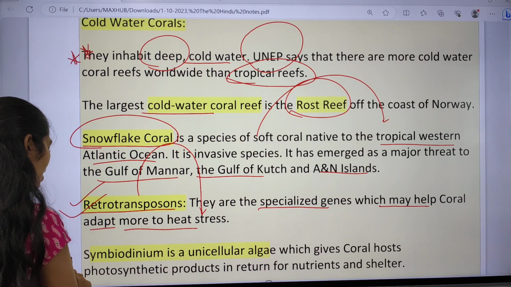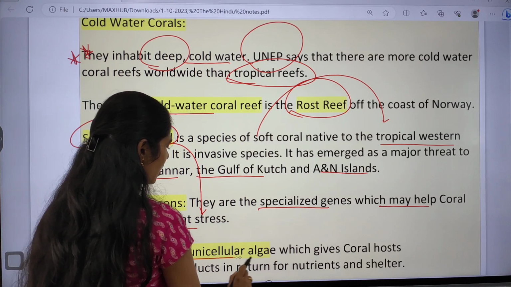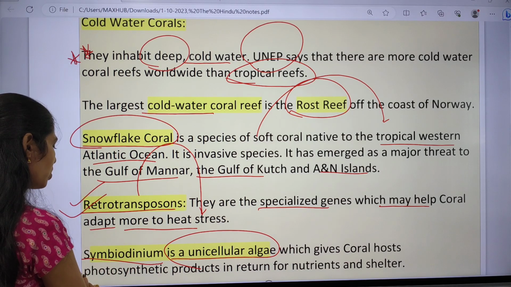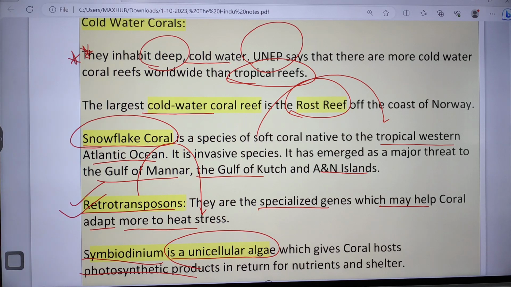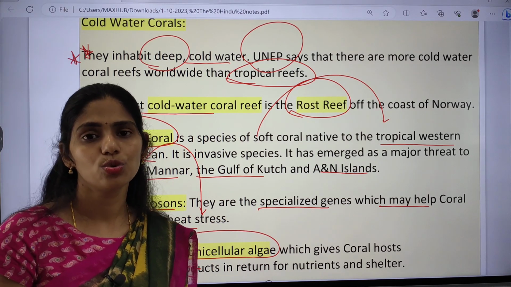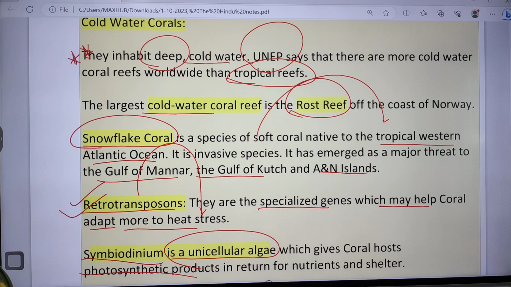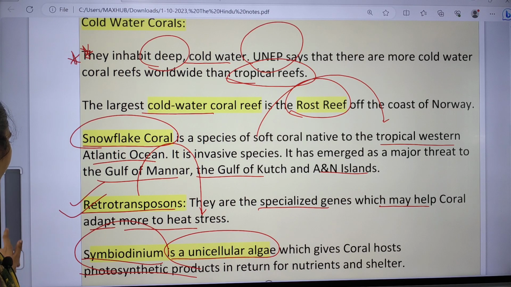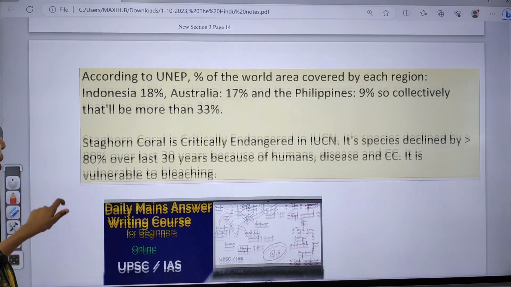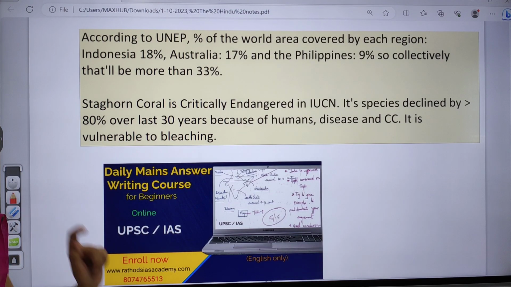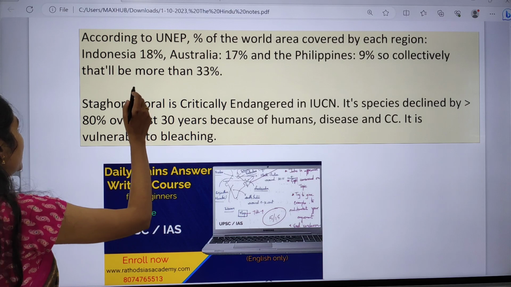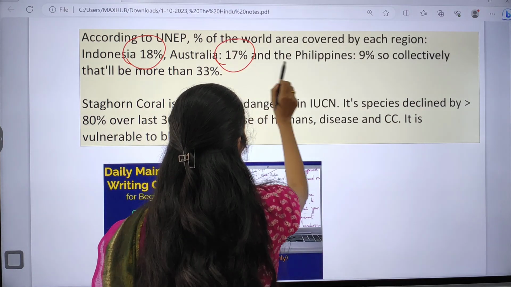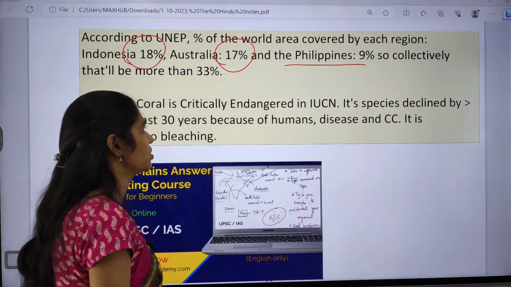And next one is Symbiodinium. It is a unicellular algae. This algae gives the coral host photosynthetic products. Normally in the tropical corals we have zooxanthellae, but in these cool water corals it is nothing but Symbiodinium. So it is also a very important prelims based fact. And next, according to UNEP, the percentage of world coral area covered by each region: Indonesia has 18% of corals, Australia 17%, and the Philippines 9%.